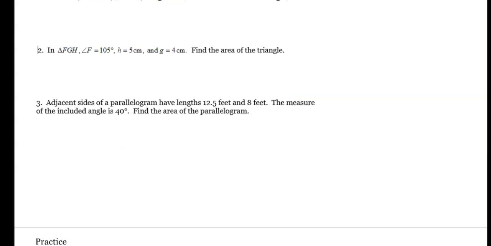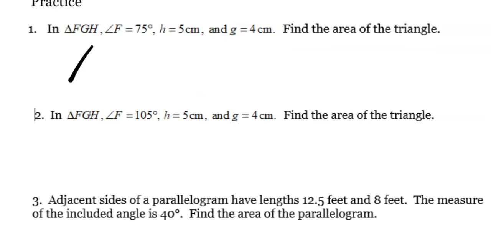Okay, triangle FGH, angle F is 75, H is 5, and G is 4. So it is very, very important that you draw these triangles to reflect what they're telling us. So let me do FGH. This is FGH, how I have mine oriented. This is 75. This is little h, which is 5. And this is little g, which is 4. And everything's in centimeters, so I'm good to go. Okay, so how can I relate this to 1/2 AB?